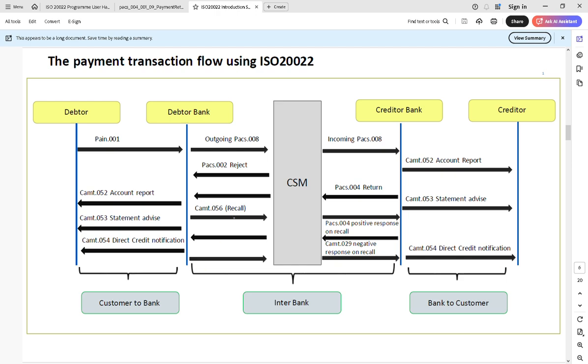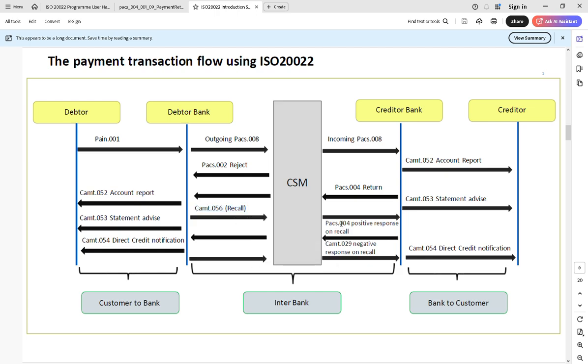So in PACS.002 we have learned this example. Here PACS.002 is sent and it's rejected, so we are sending a PACS.004 message back, because the payment has been settled between them. The second use case is sending CAMT.056 for cancelling the payment, because the payment is already settled.